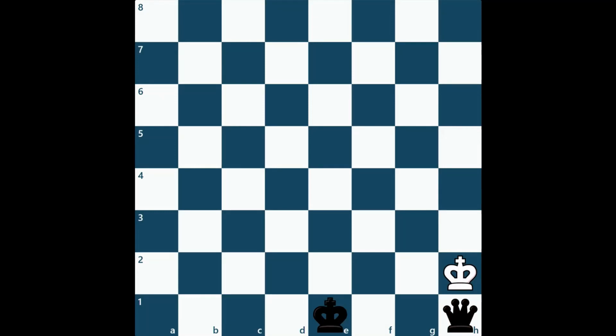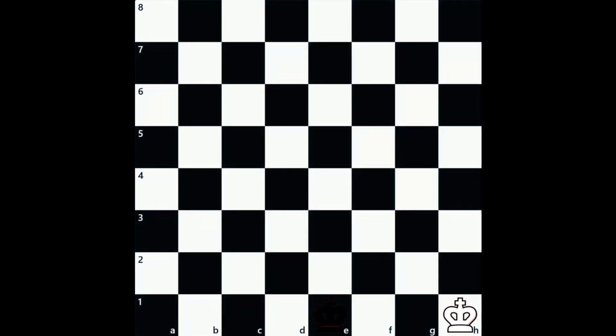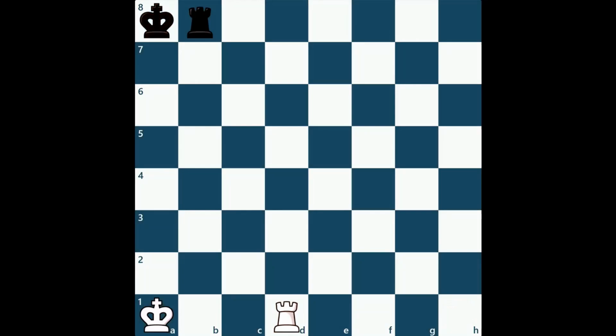Another way to draw is if neither player has enough pieces to checkmate, like lone king versus lone king. You'll learn more about this later. Finally, you can also draw if 50 pairs of moves have been played on the board without any captures or pawn moves. This keeps you from dying of boredom as you and your opponent move your rooks back and forth forever. Now it's your turn to practice drawn positions.